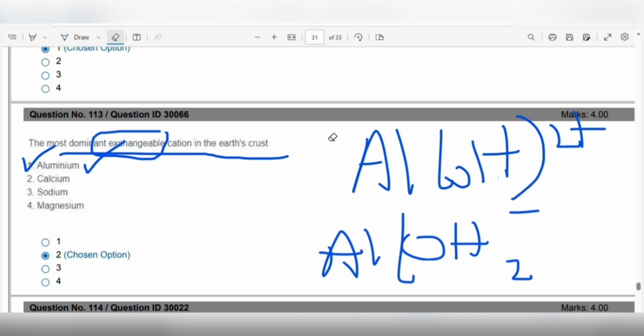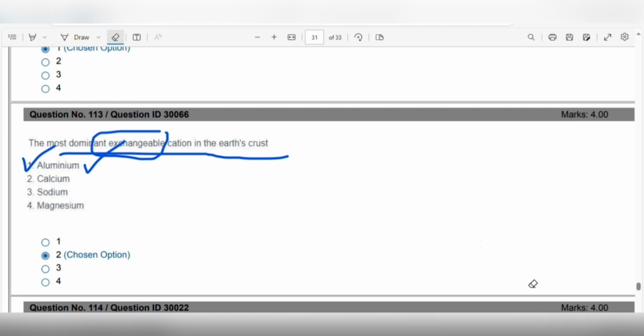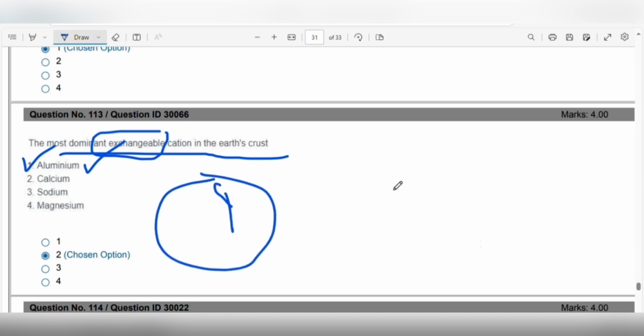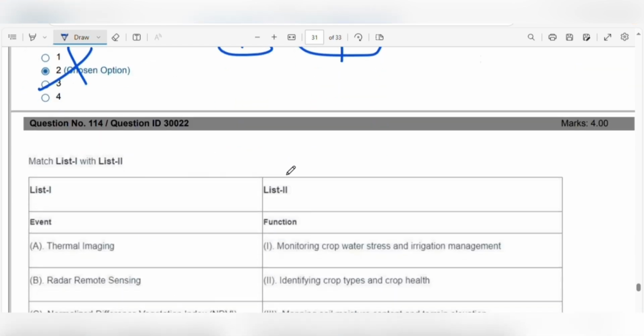So we cannot say aluminium is not exchangeable. Aluminium is of course an exchangeable ion. The correct answer for me is option 1, and NTA also had given the same answer in the answer key. So the most dominant exchangeable cation in the Earth's crust is aluminium. So option 1 will be the correct answer, not option 2. Right. Let's move on to the next question.